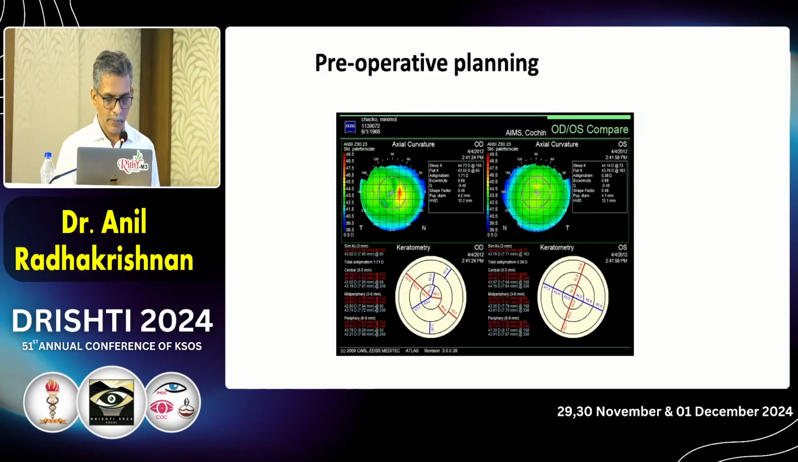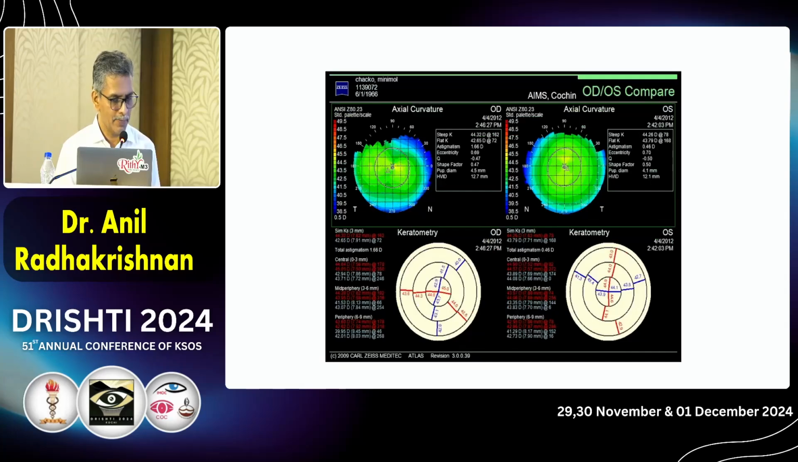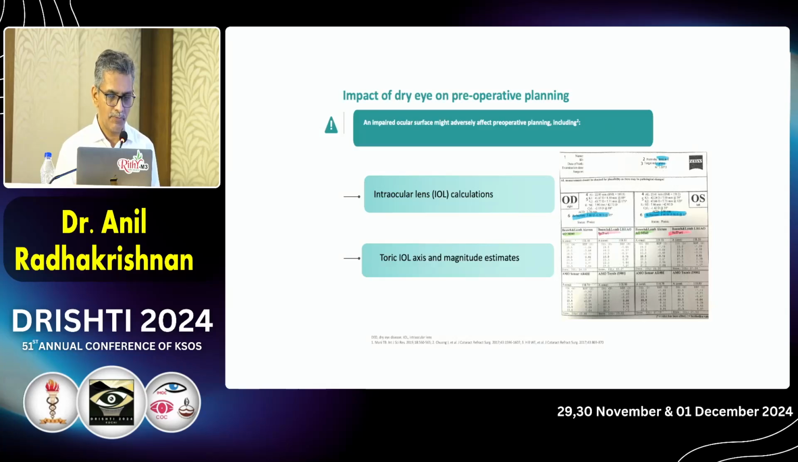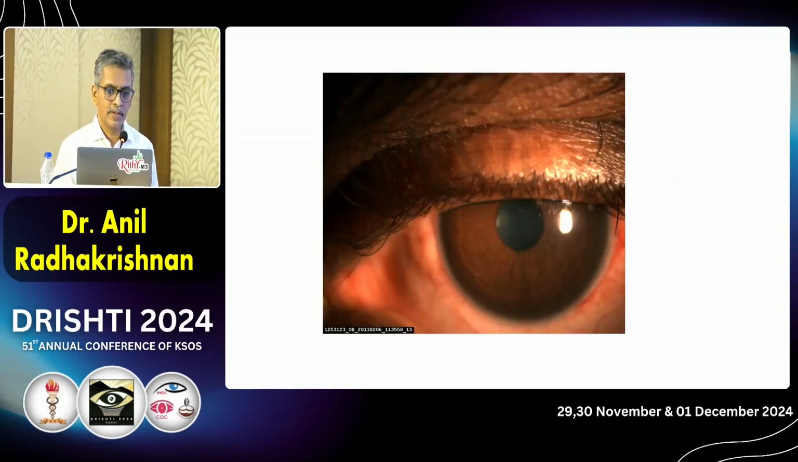So in the preoperative planning, if you have a topography like this, you see some red thing in this, you have to repeat it. You have to put a lubricant and repeat it, and it should be normal most of the time. That is because of a random dry spot that occurs on the cornea. The problem with that is if you have dry spots on the cornea, that can interfere with the keratometry. And sometimes if you are going for a toric intraocular lens, as you see in this patient, there can be significant difference in the lens power that you calculate.